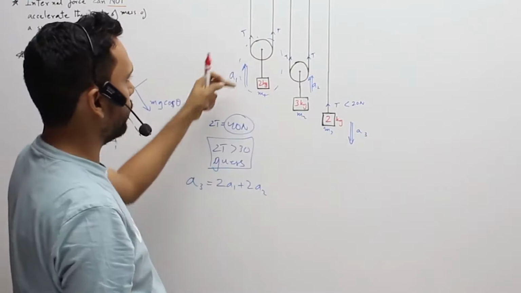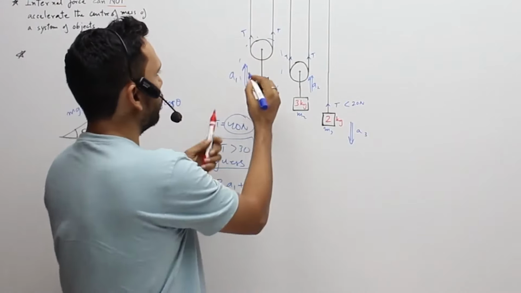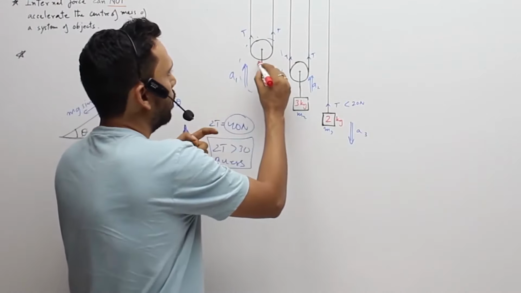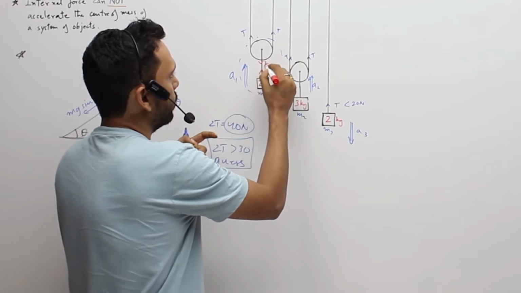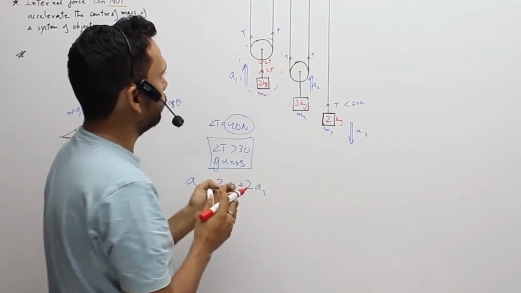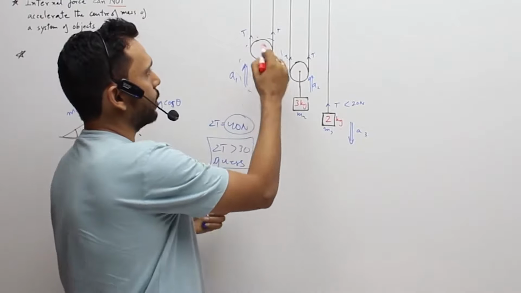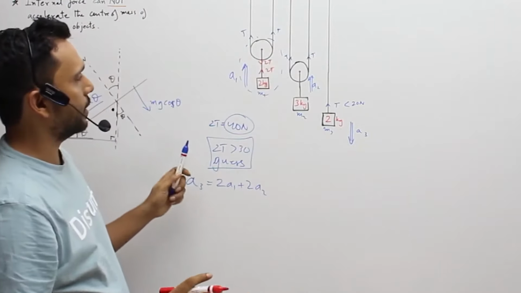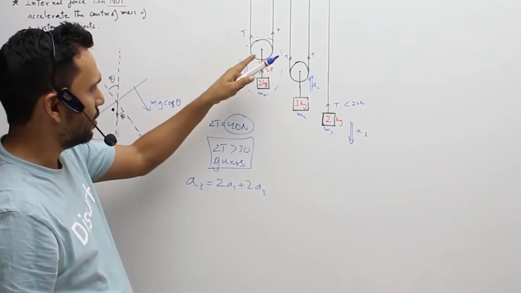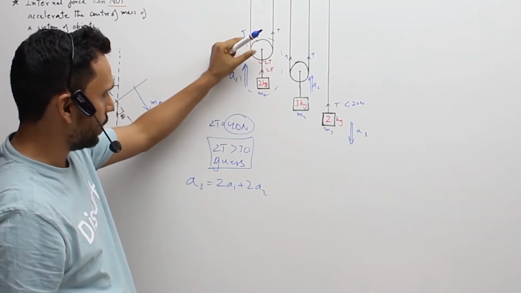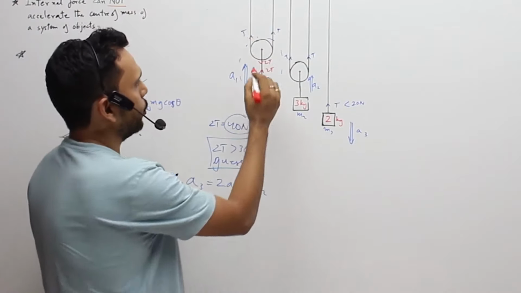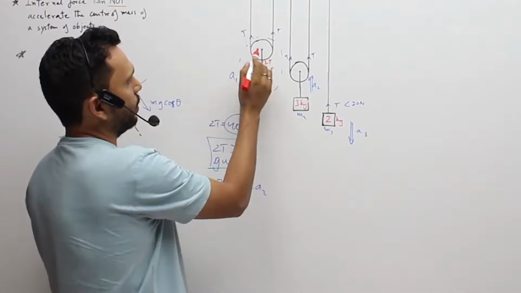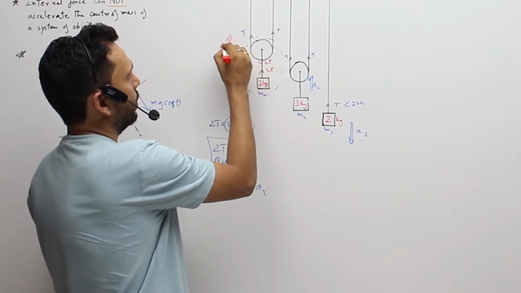Pulley has been taken as massless, so 2 kg. Or you can introduce another pair of tension, 2T. And why is this 2T? I already explained it in the constraint class, but I'll do a bit of explanation on that also. So if this was going up with A1, the pulley is also going up with A1.